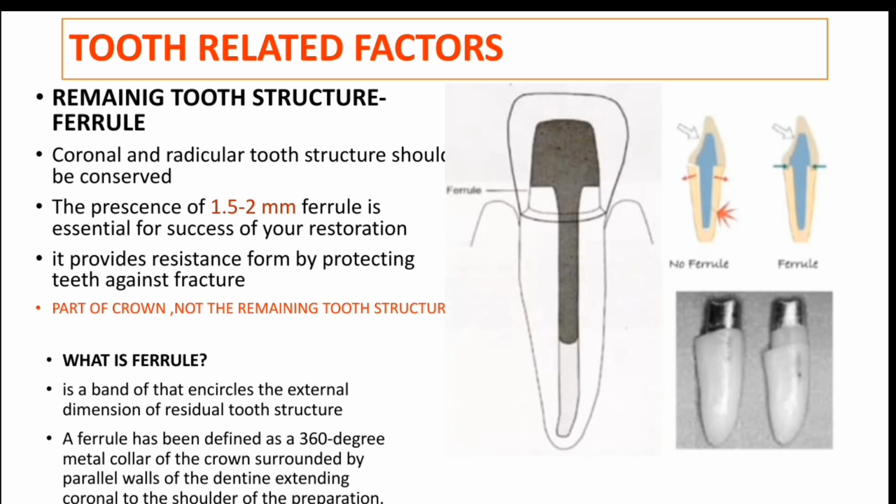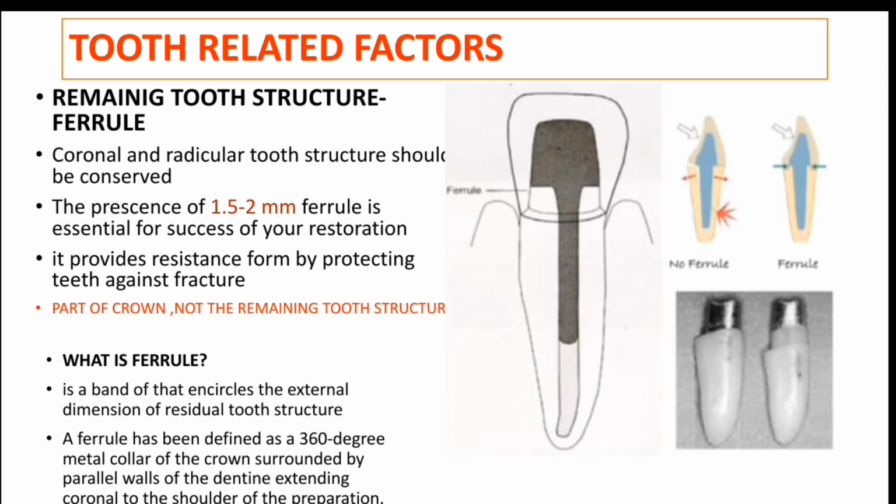Before I explain what the ferrule is, just remember that the ferrule is not part of the tooth, it is part of the crown. It is a 360-degree metal collar of the crown that surrounds parallel walls of the dentine, which is part of the tooth, and extends coronally to the shoulder of the preparation. For the ferrule effect, 1.5 to 2 mm of tooth structure should be present for your restoration, meaning for the crown.